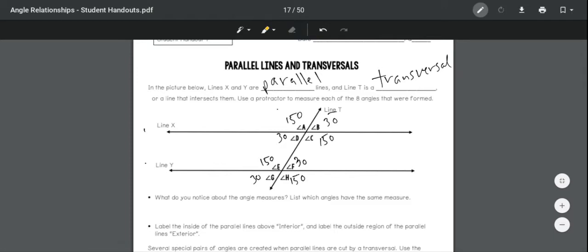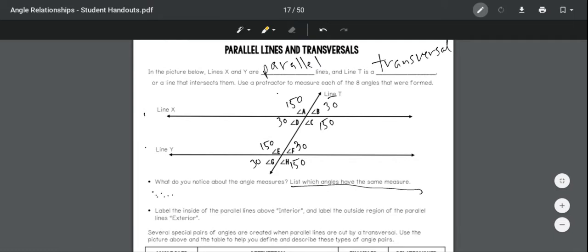So it asks you, what do you notice about the angle measures? So you should notice that there are only 2 different angle measures. And if you're listening, you need to write that on here, that there are only 2 different angle measures. Whenever you have a figure like this one that only has 30 and 150, you're only going to have 2 different angle measures. And then it asks you to list which angles have the same measure. So you can go ahead and do that. And this will be my way of checking to see if you're listening.